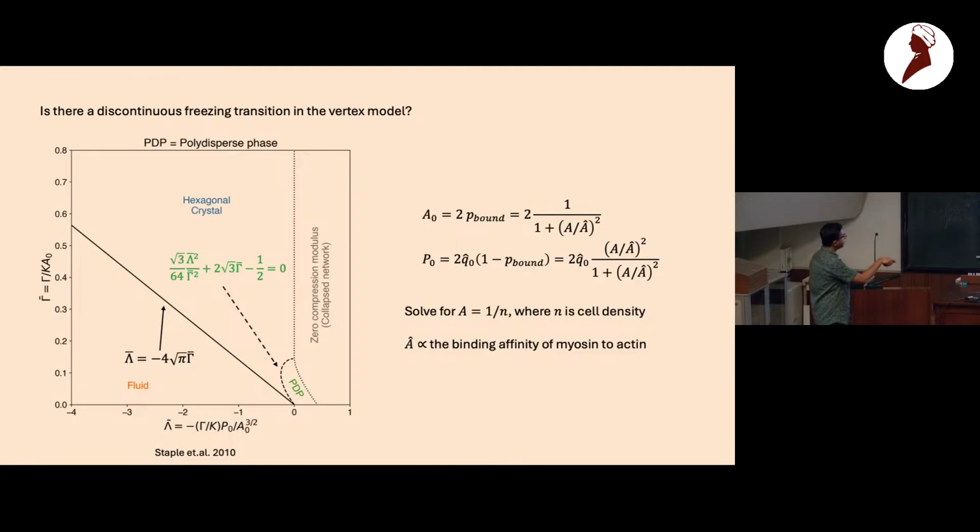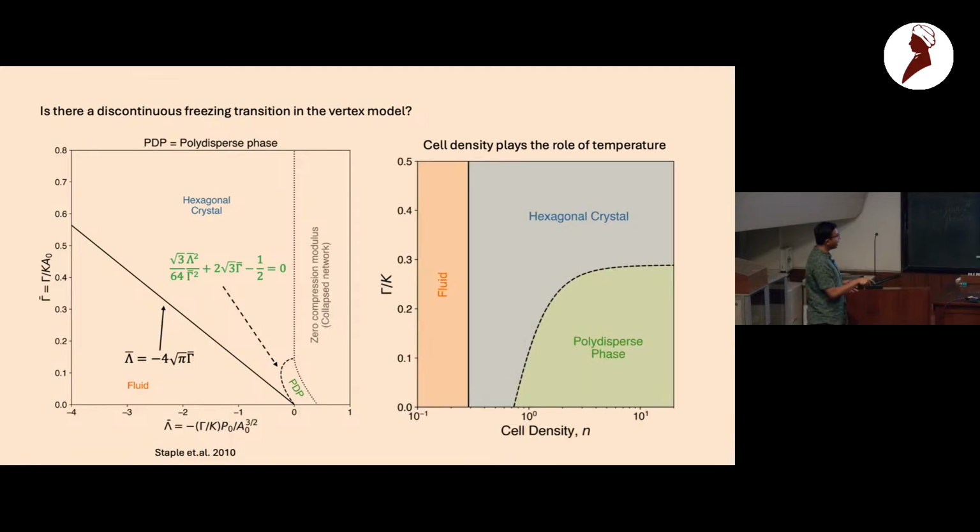So similarly, this particular boundary has the following equation. I can put that in there, and I can now write down this phase diagram in terms of the cell density, N, and this particular quantity, gamma by K, which is the normalized perimeter elasticity. What is interesting here is that there are two transitions happening: from a fluid-like state to a crystalline state, and from a crystalline state to a polydispersed phase. Whether these are discontinuous or not, I will show you in a bit.